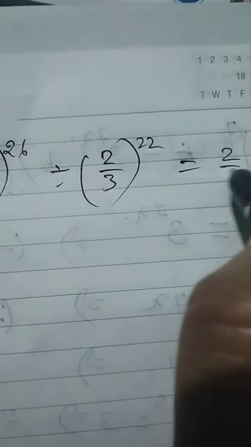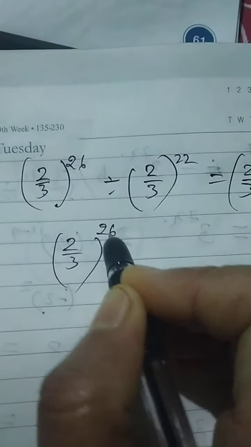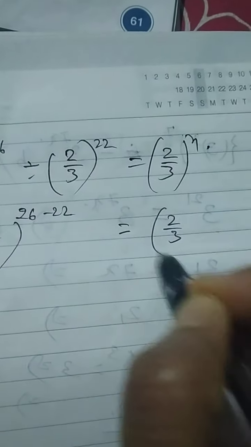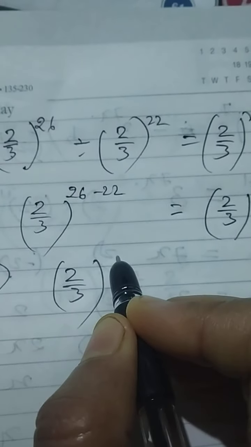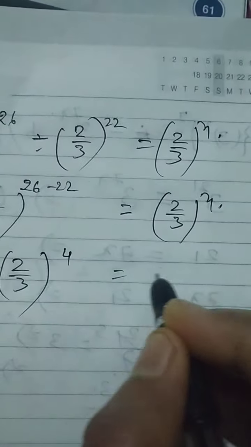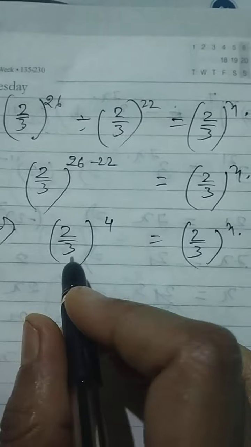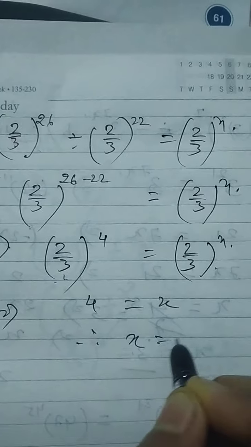Now it's part d. Part d is also easy. You can do it. Question number 11, d. 2 by 3 to the power 26 divided by 2 by 3 to the power 22 is equal to 2 by 3 to the power x. Again the bases are the same and we are dividing, so we will subtract the powers. Now 26 minus 22 will be equal to what? 6 minus 2, 4. Okay, and 2 minus 2, 0. 2 by 3 to the power x. So you can see the bases are the same, so we can equate the powers. So therefore x is equal to 4 is the answer.